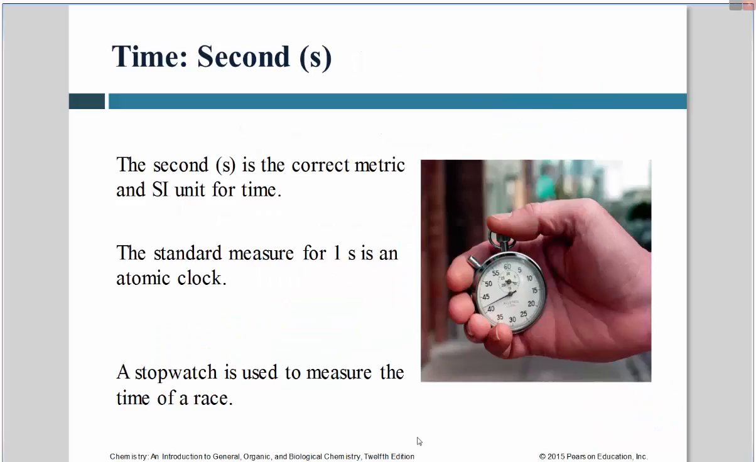Seconds is easy. Time is easy. It's always the same. It's both SI and metric, and it's actually also the unit for English.